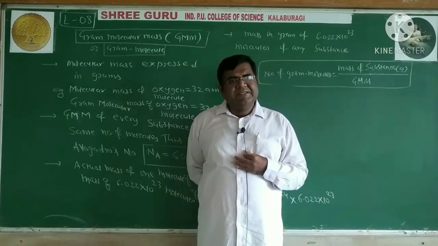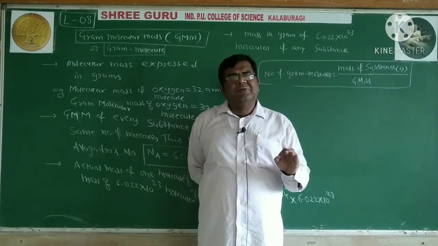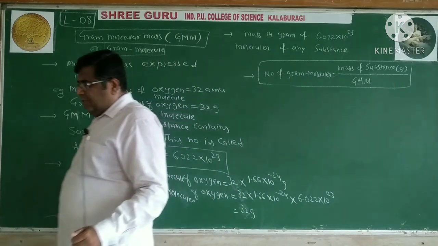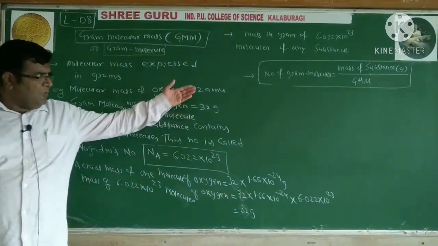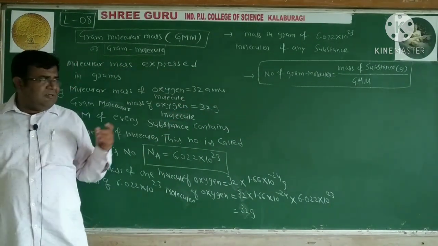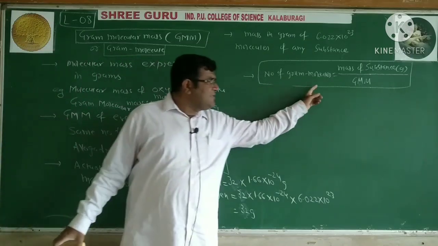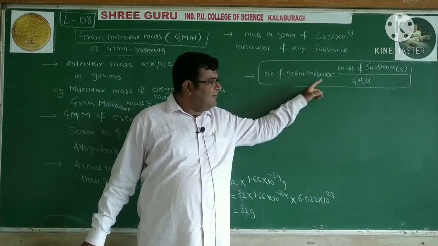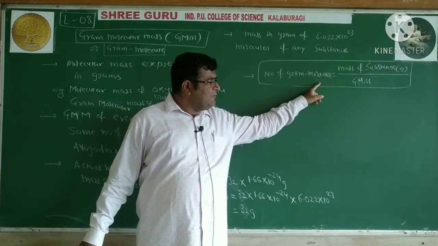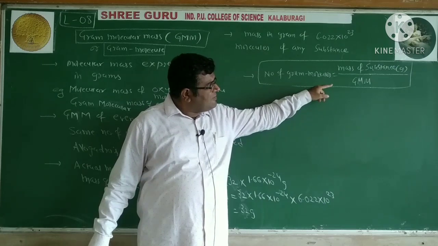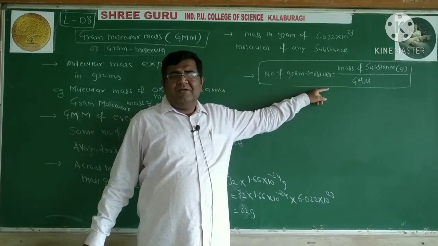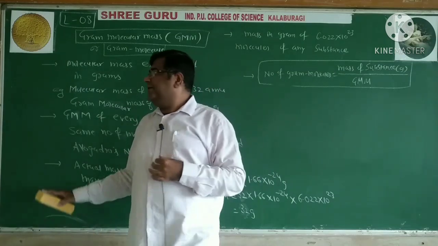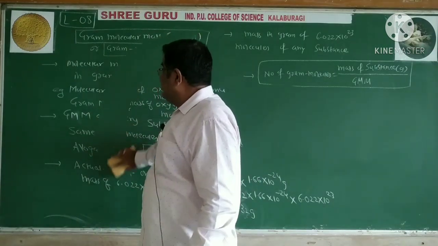If any confusion is there, it should be removed as early as possible. Now we'll go ahead and we'll use this formula. Number of gram atoms is equal to mass of element in gram divided by gram atomic mass, and number of gram molecules is equal to mass of substance in gram divided by gram molecular mass, so that our understanding of this concept will be more clear.